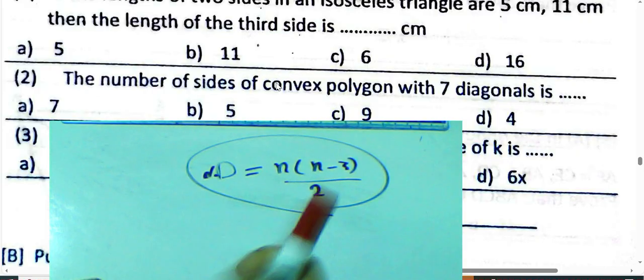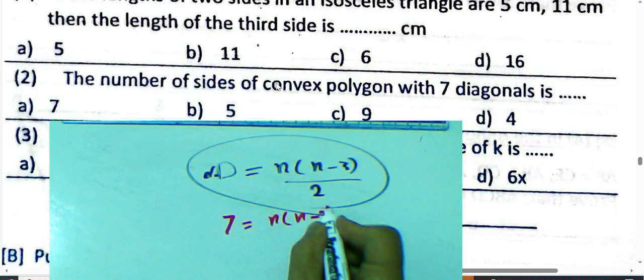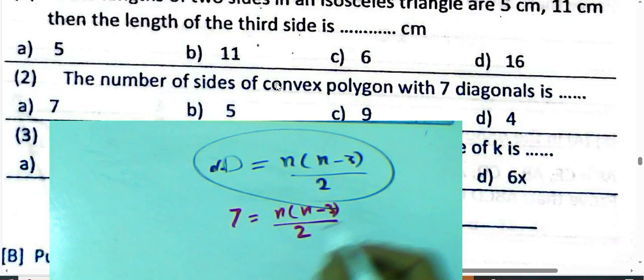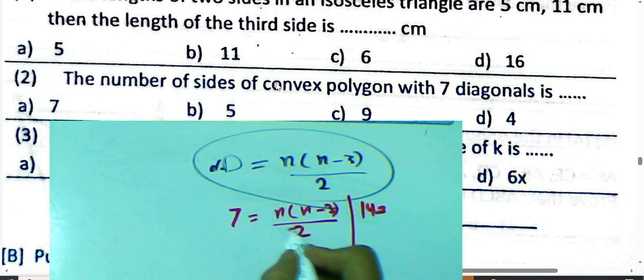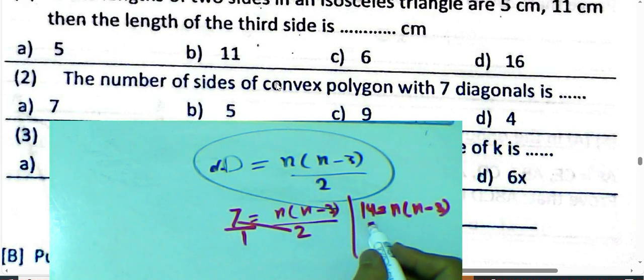He gave me the information: the number of diagonals will be 7. Then 7 equals n times (n minus 3) over 2, and then solve this equation. 2 times 7 equals 14, and 14 equals n times (n minus 3). 2 times 7 equals 14. He asked about n. Okay, we can solve the equation here.